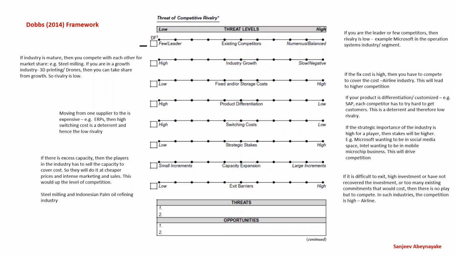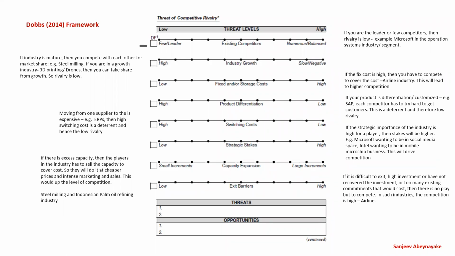Now you have to make the best of it. So when lean time comes, you will discount and you will somehow try to recover your fixed cost. Therefore, if the fixed cost is very high in that industry, then the rivalry is also going to be very high because you are competing to survive actually.